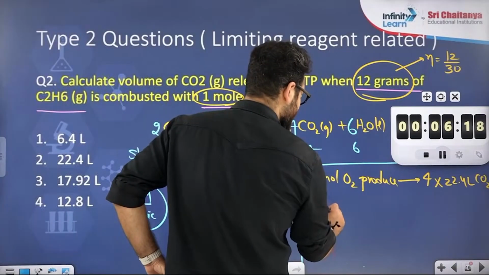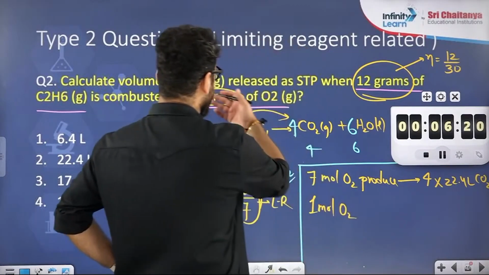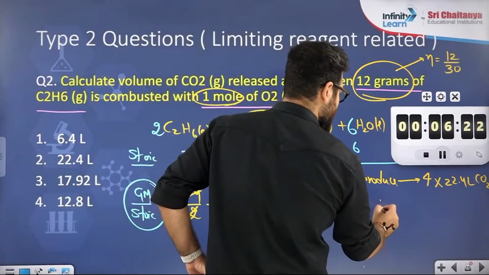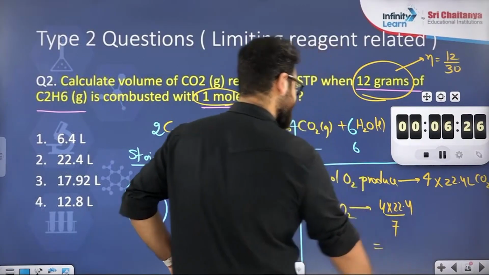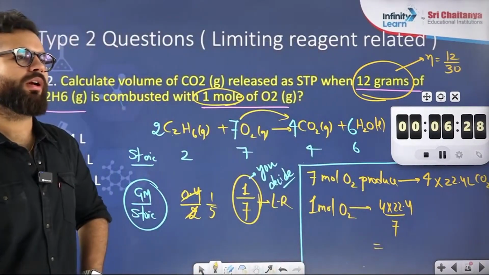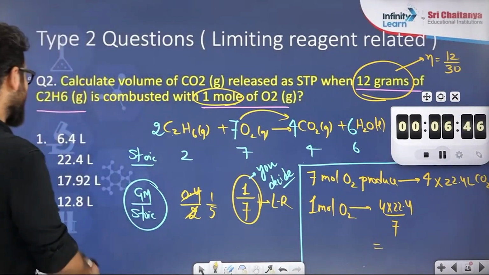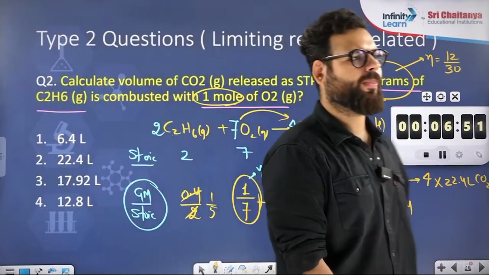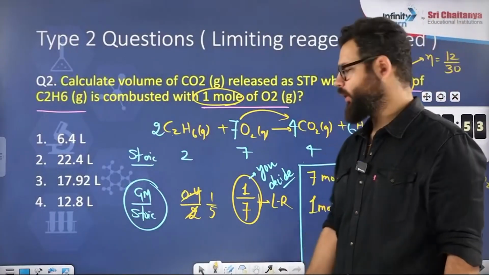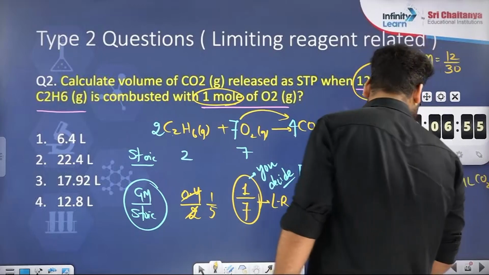7 mole produce this much. 1 mole oxygen is given, so 1 mole of oxygen completely will get consumed. It will produce 4 into 22.4 by 7, which is 12.8. Is it coming 12.8 or is it coming more than that? Fourth option. Okay, 12.8. That is correct.